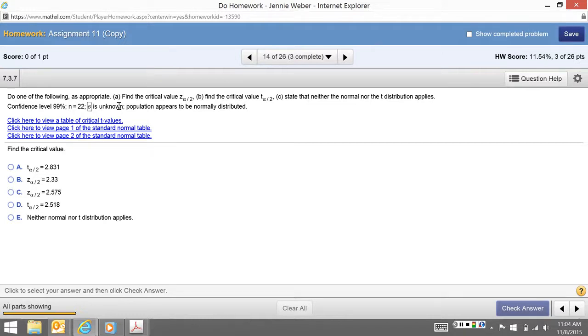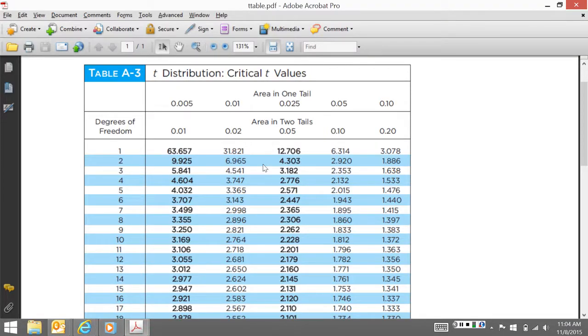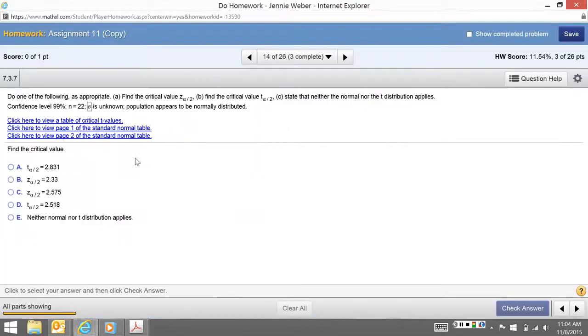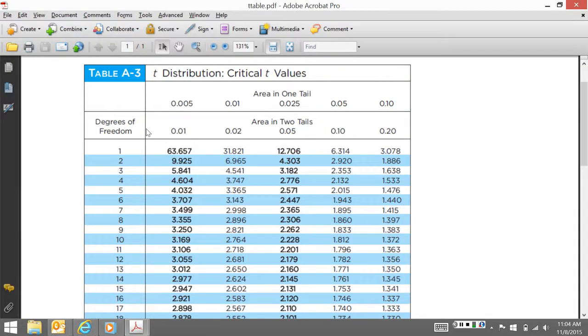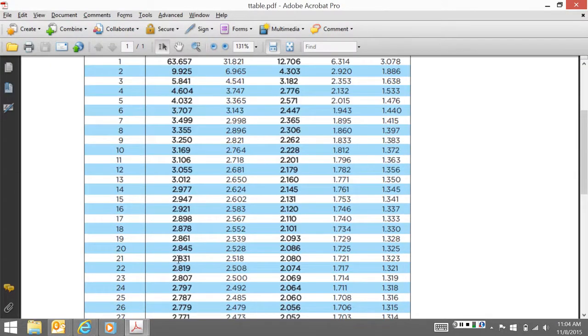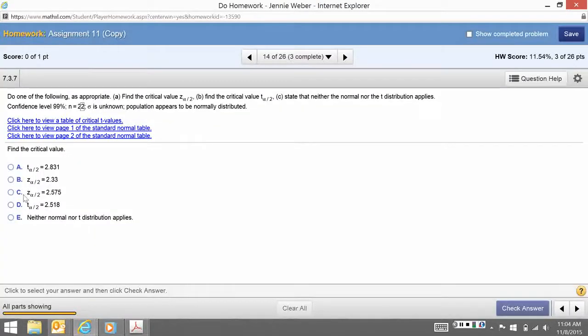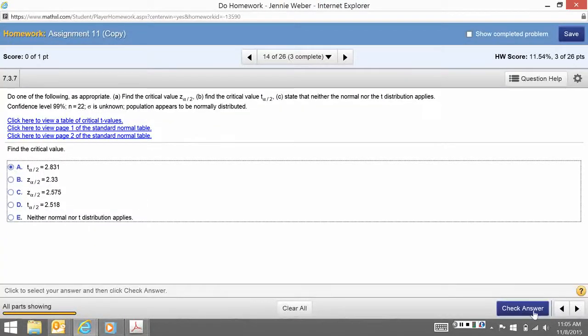We have 99%, so that means we have 0.01 in 2 tails. When you use the t-table, you need to know 2 things. The area in 2 tails is 0.01, so we're in this first column. And we have 22, which means our DF is n minus 1, so 21. So I go down to 21, and my T is 2.831. This is my T-score.